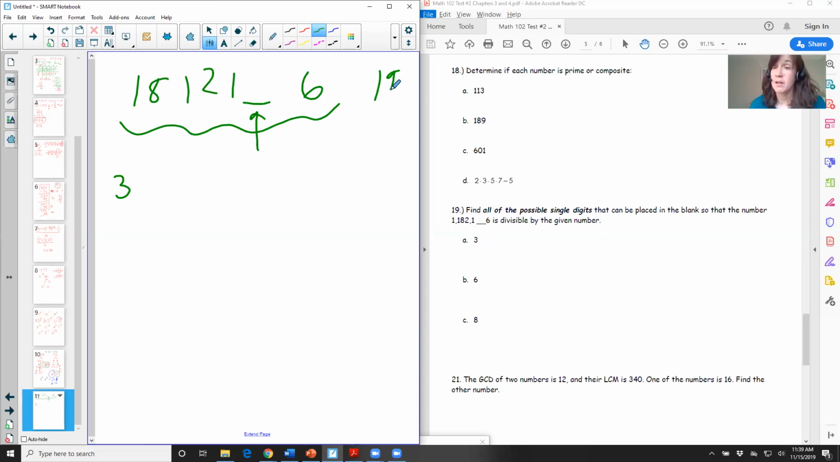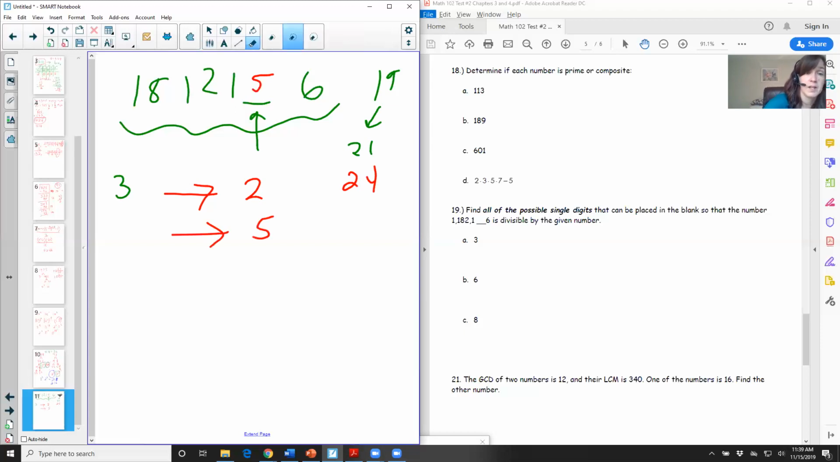So I need to think of things that are divisible by 3 that are bigger than 19. So like one of the things would be 21. Well, to get from 19 to 21, I would add 2. So if I were to put a 2 in this blank, the number would be divisible by 3. So one of the answers here was 2. The next thing that would be divisible by 3 after 21 is 24. So 19, 20, 21, 22, 23, 24, I could put a 5 in there, and it would be divisible by 3.